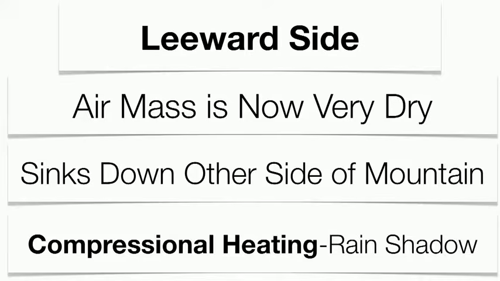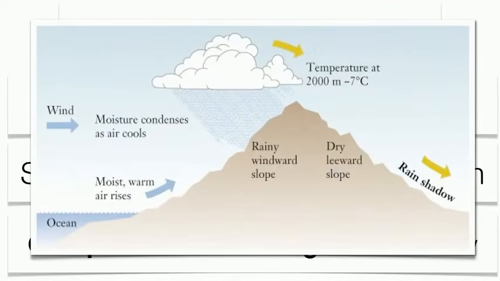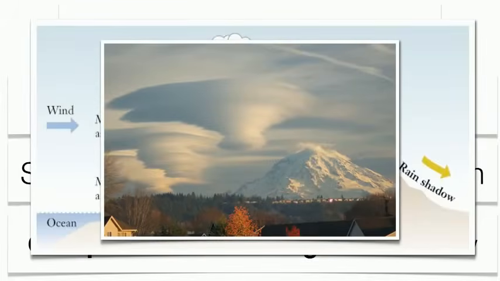Now, because the air mass is so dry, we say that the leeward side of the mountain has what's called a rain shadow effect, because of the number of deserts on that side of the mountain. And we call that the leeward side. So you look at the diagram: the left side of the mountain is the windward, and the right side of the mountain is going to be the leeward. And again, you see the cloud formations that are formed due to this orographic lifting.